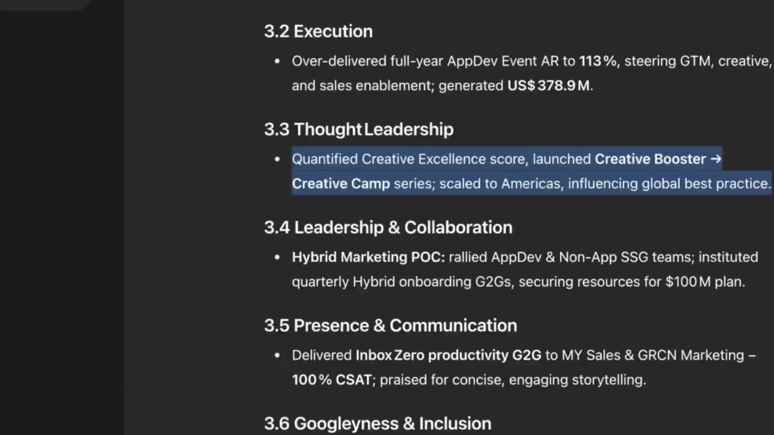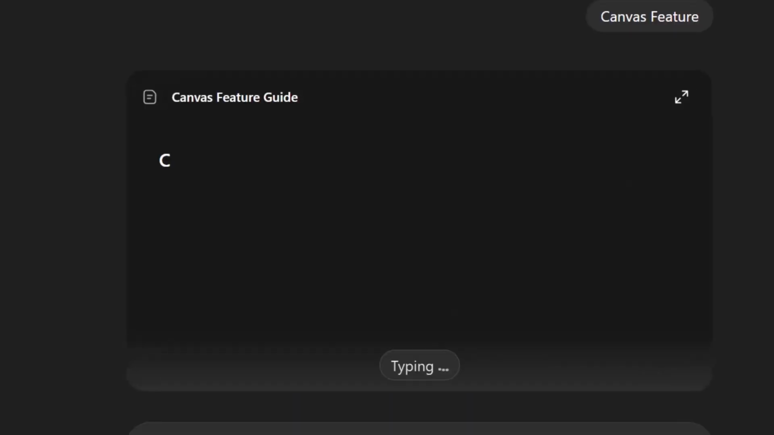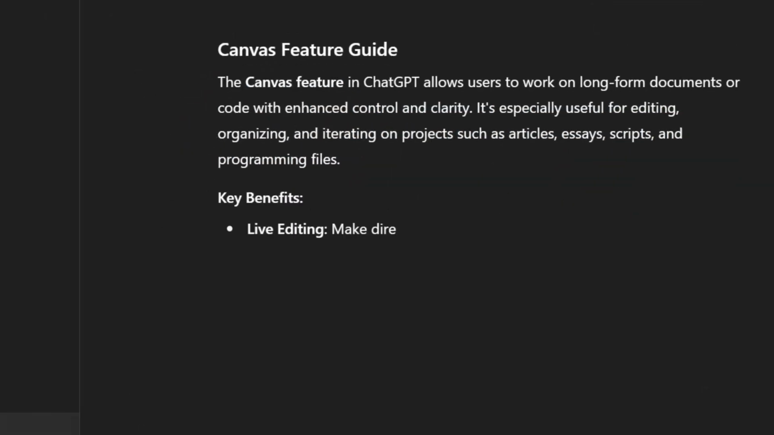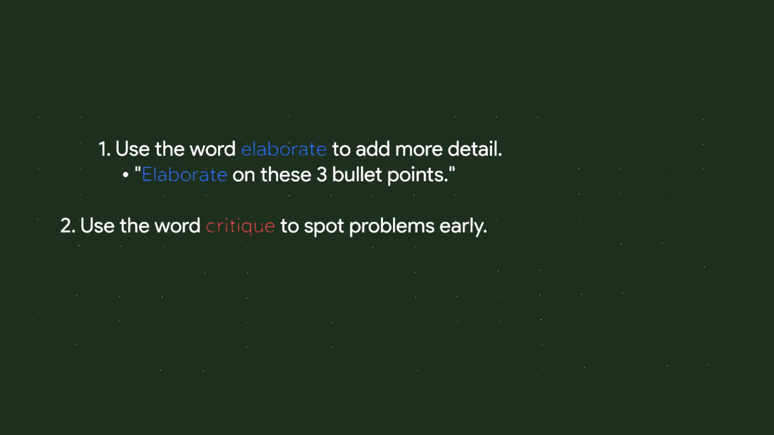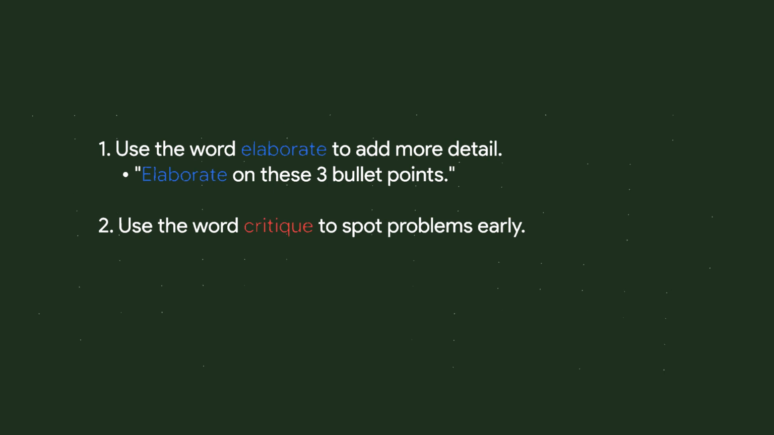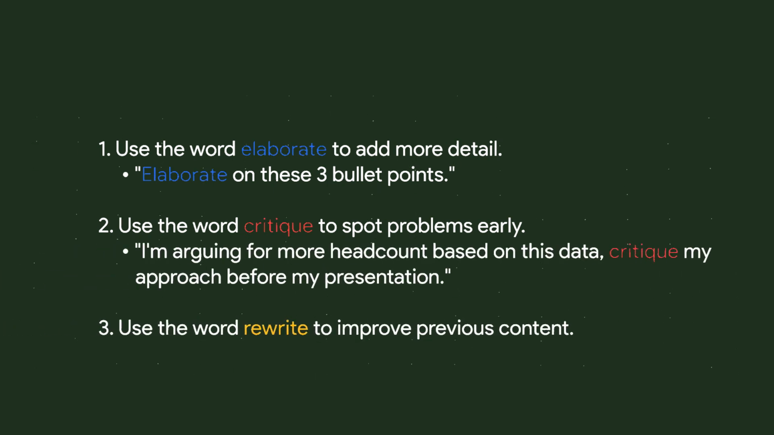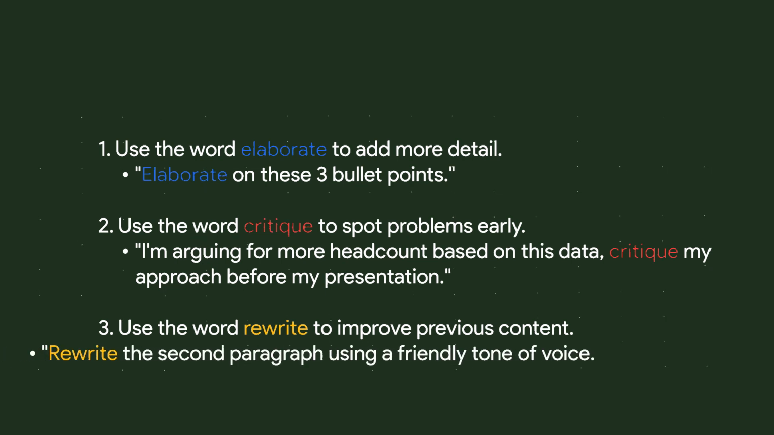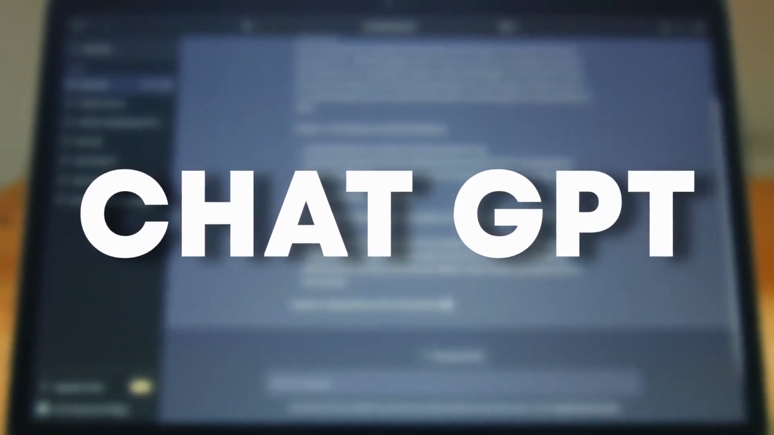With that in mind, we are going to leave you with 3 choice prompts or commands for text-to-text models. The first is that you can make use of the word elaborate to compel the AI model to add more details to your output. Secondly, you can use the word critique to spot early problems. Finally, use rewrite to improve previous content. With these tips, you are well on your way to getting the best out of ChatGPT.